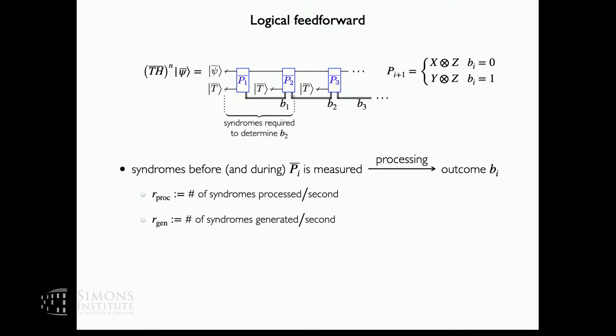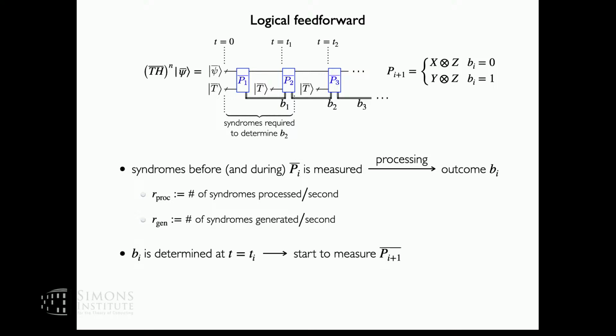It will be useful to define two speeds. The first one is the rate of processing, the classical speed: the number of syndromes that you can classically process per second. The second is the number of syndromes that your hardware can generate per second.